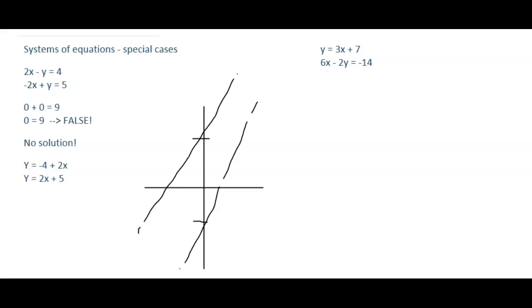My next system of equations, I would like to solve as well. This one looks like it's set up and ready to go for substitution. I already have y equals 3x plus 7, so I'm going to go ahead and substitute into the second equation. I have 6x minus 2 times, instead of y, I'll put 3x plus 7, equals negative 14. Let's see, we'll distribute. So I have 6x, and then minus 6x minus 14 equals negative 14.